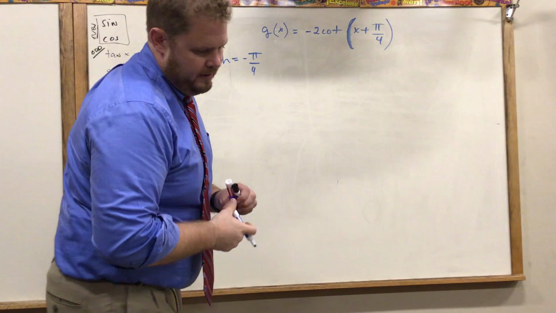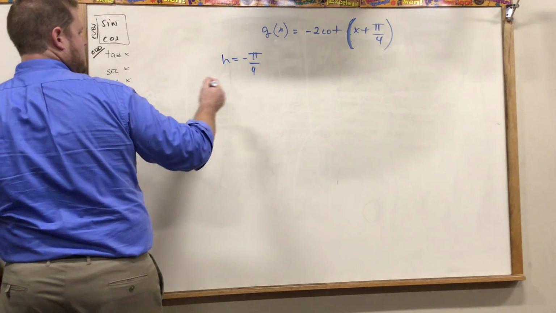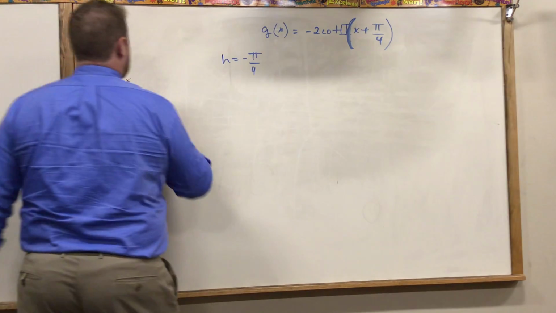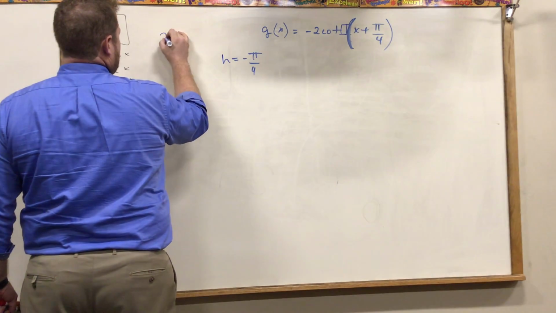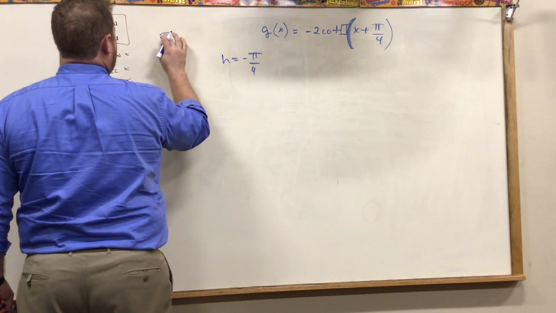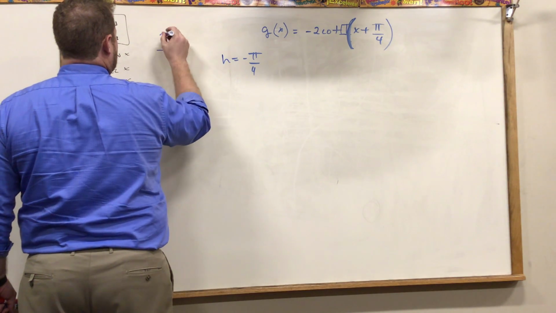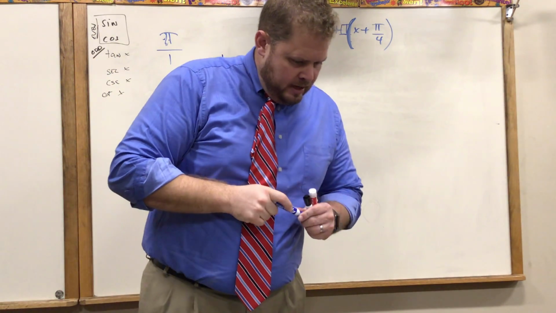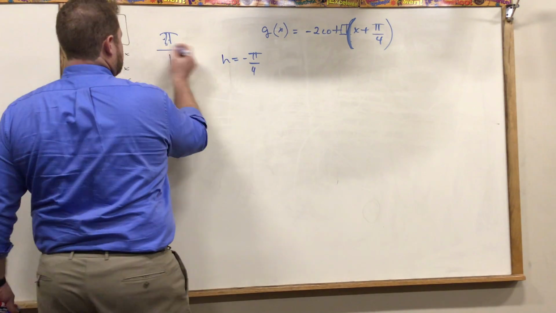What would your period be? Your period, what's the number in front of x? So your period is going to be what? Pi, right? Oops, pi over 1, right? Pi over 1. Okay, and so what's my phase? What's my period?